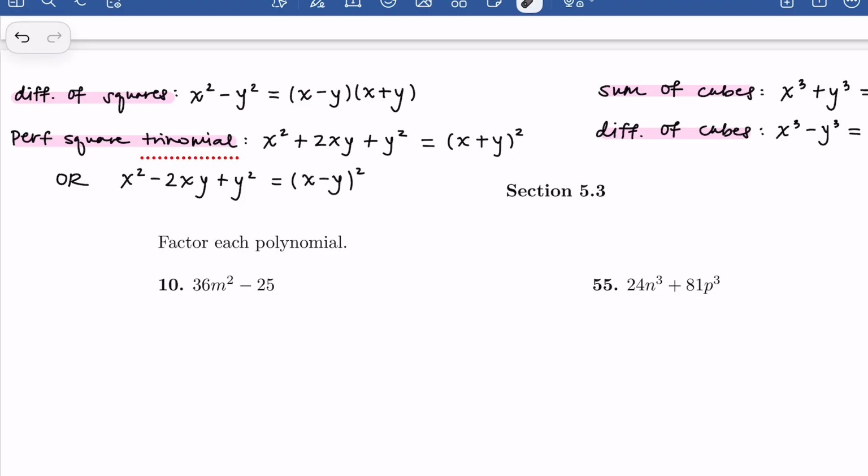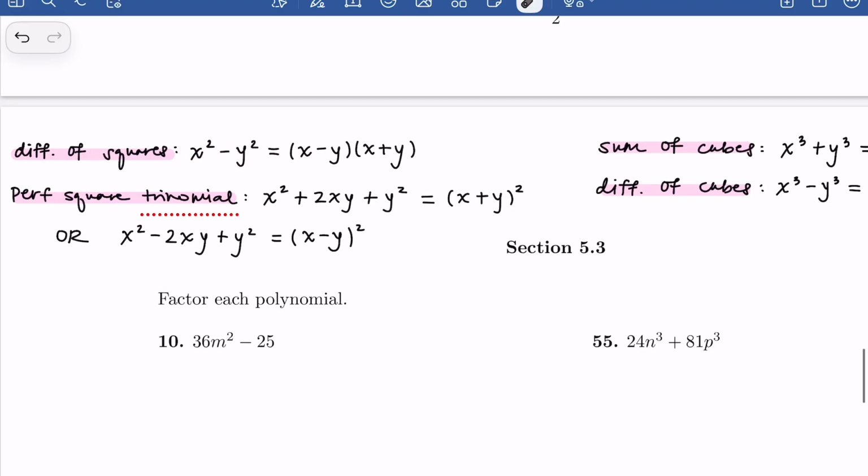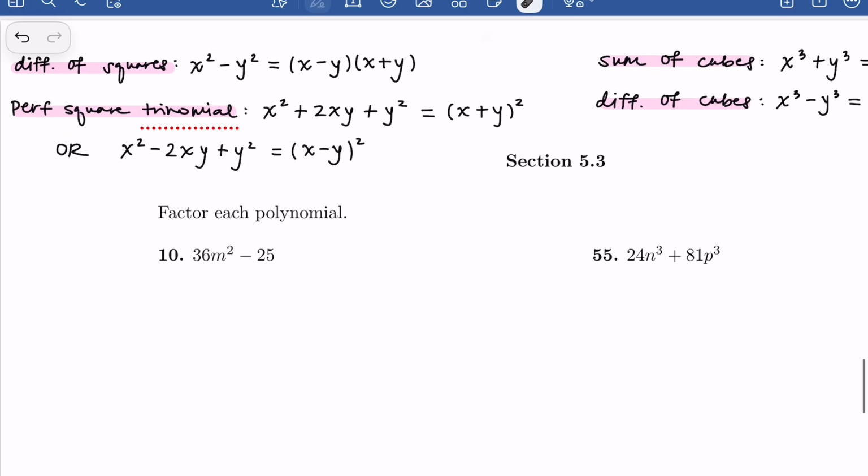But what we need to do is write it in this form so that we can recognize exactly what our x's and y's are. Our x wouldn't necessarily be 36m squared because remember our whole x is being squared. And y squared wouldn't be 25 because we need to figure out what would be squared to give us 25. So what we're going to do is rewrite this in that form.